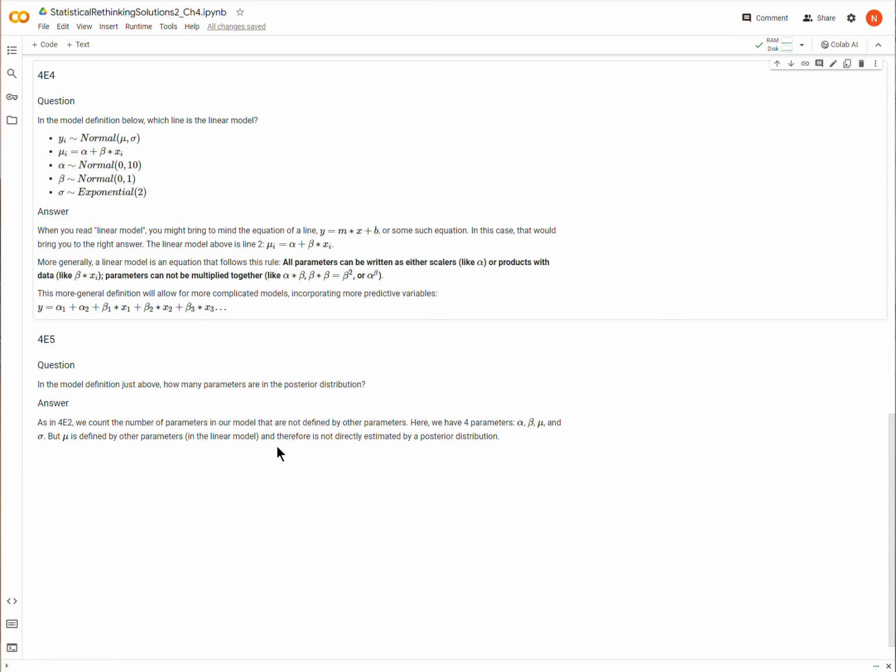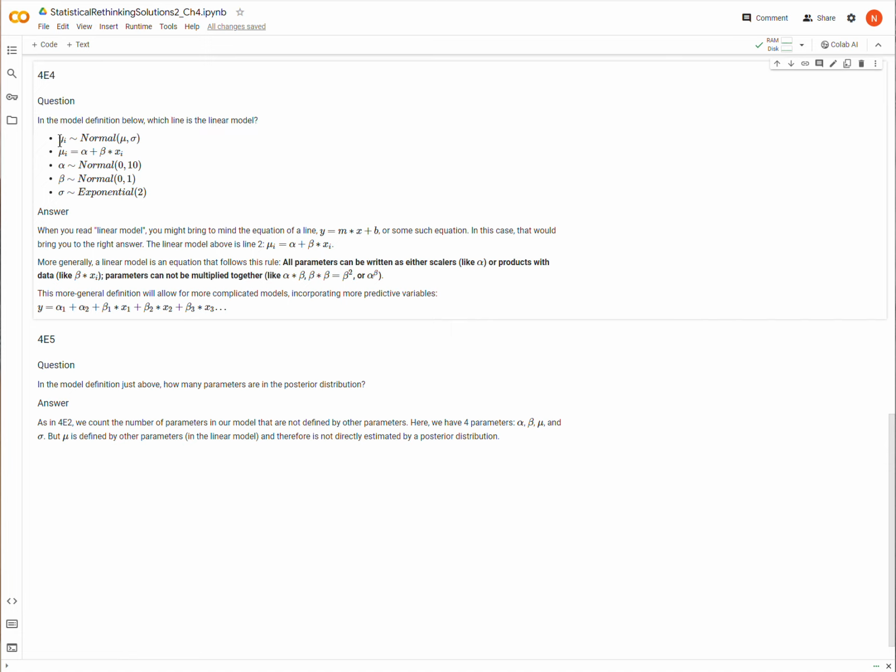Final two easy questions for Chapter 4 of Statistical Rethinking, second edition. So 4E4 is, in the model definition below, which line is the linear model?